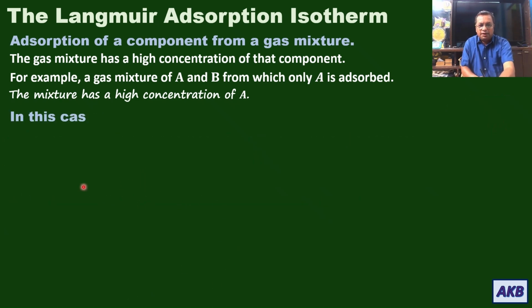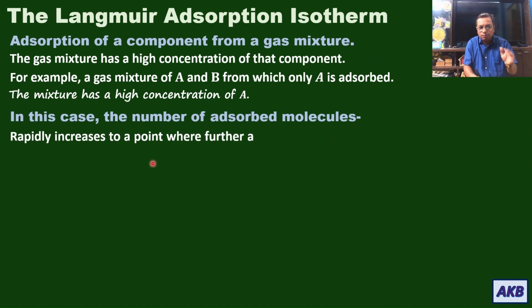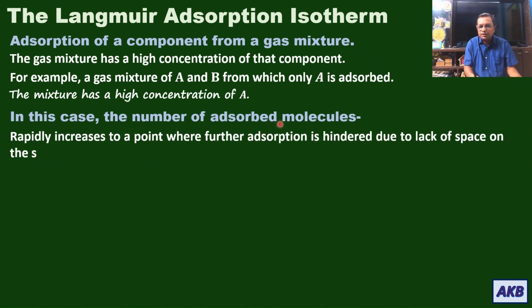Okay. Now, in this case, the number of molecules that get adsorbed on the surface rapidly increases to a point. So as the adsorption proceeds, what happens? The number of adsorbed molecules rapidly increases to a point where further adsorption is hindered due to lack of space on the surface of the adsorbent.